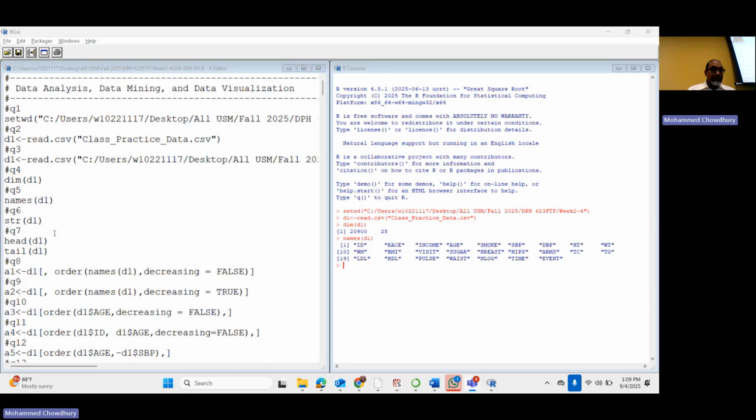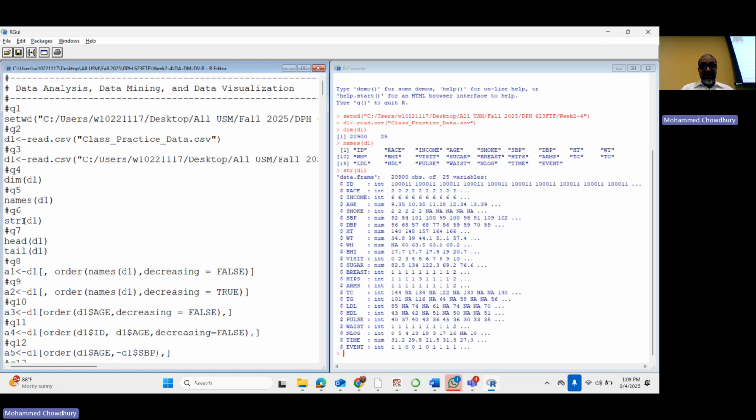Question number 5. Then question number 6, I want to know the types of the variables, whether they are continuous, they are integer, they are qualitative attributes, something like that. That can be known by the R code str, for structure. You are saying str, question number 6. If I run str, it will give you the structure of the data.